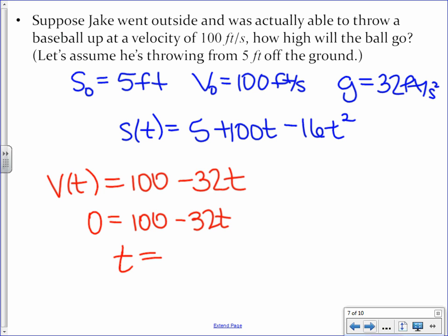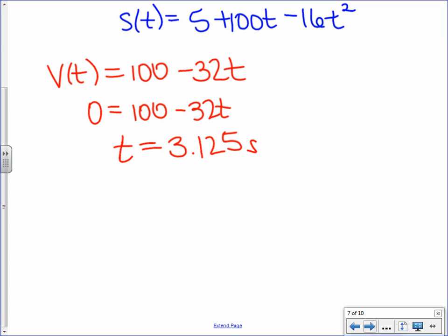What's our time? How many seconds? 3.125. Thank you. 3.125 seconds. That is not what I asked for, though, is it? How high will the ball go? If this is the time that the ball stops and changes direction, you need to plug it into the original. We need to plug it into our position.